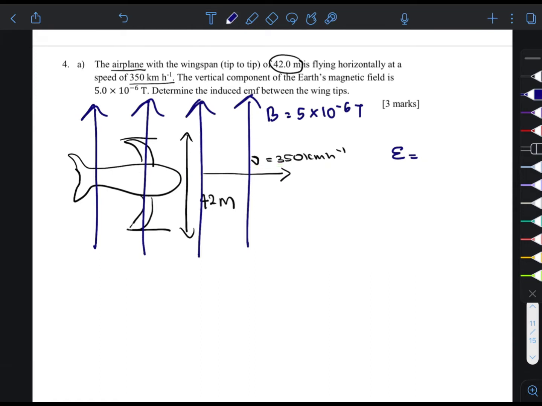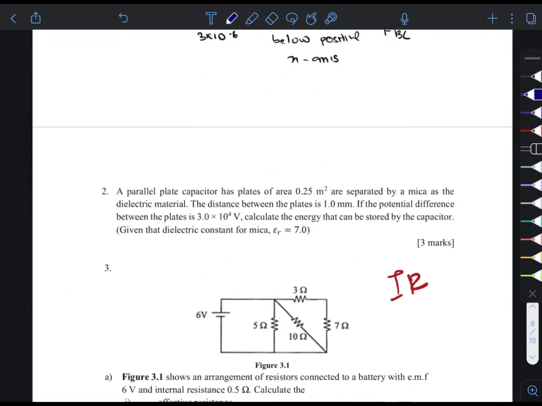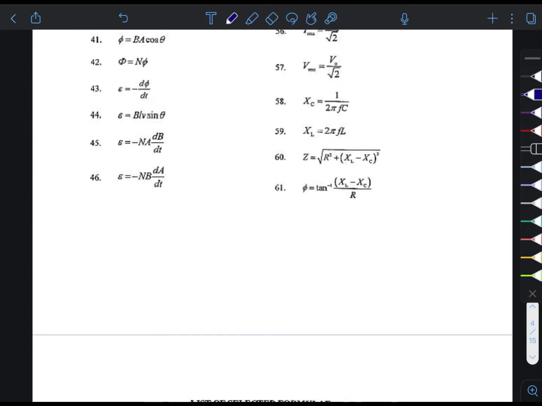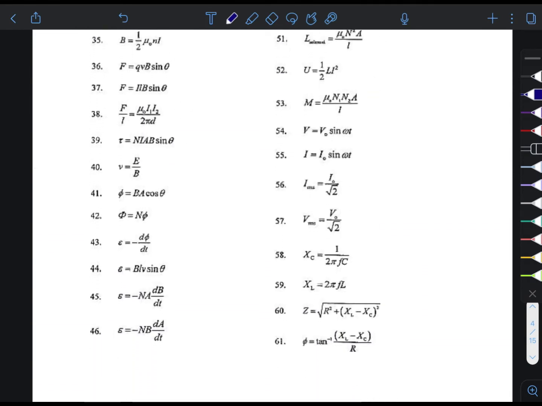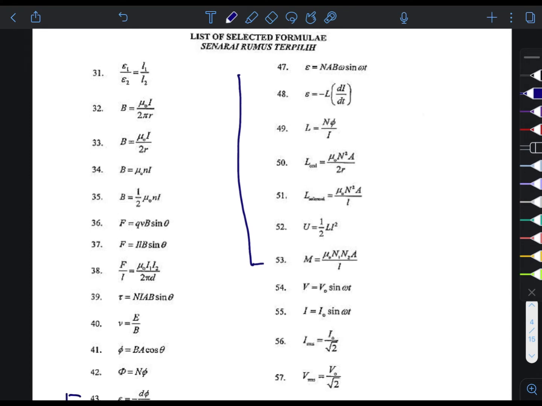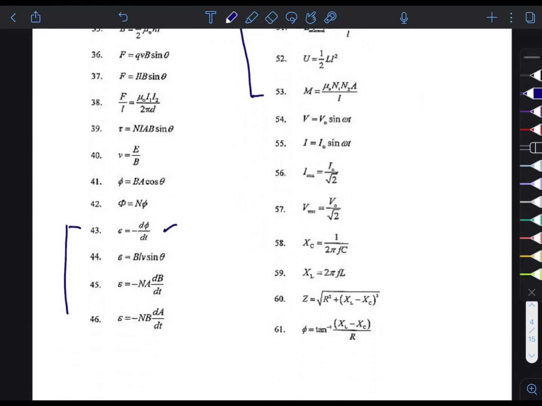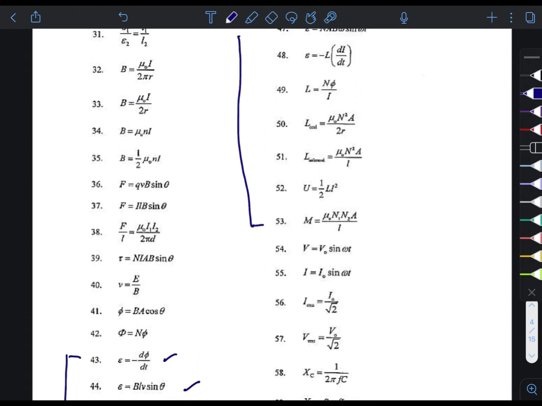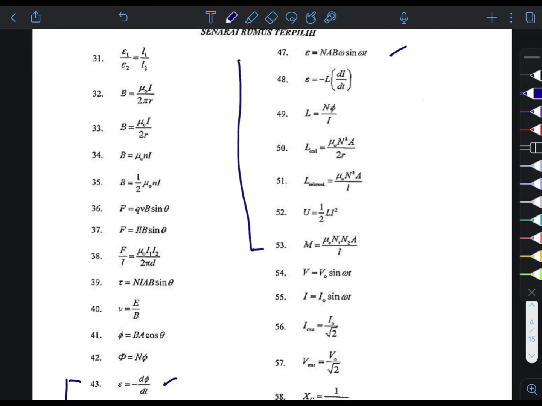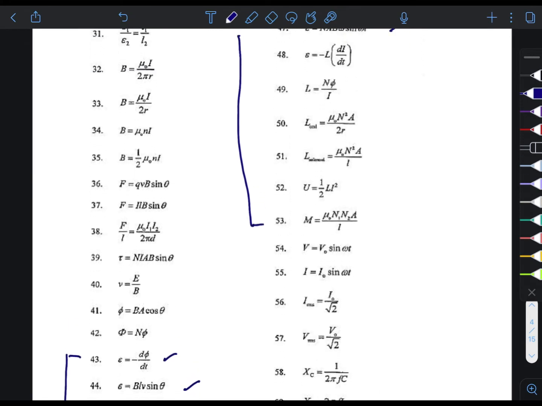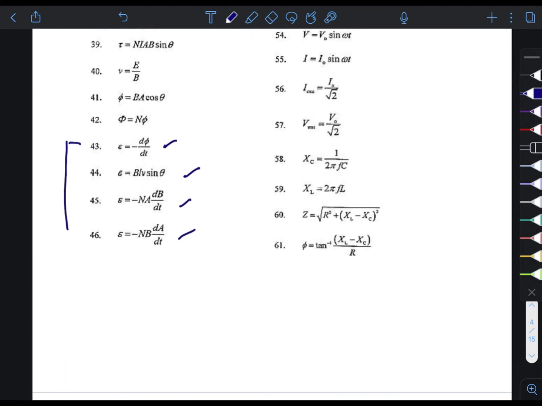So ini akan jadi equation yang melibatkan induced EMF dengan B, L dan juga V, because you have the magnetic field, you have the velocity and you have the length of the wing. Okay, kalau kita lupa tak ada masalah. You can go back to the list of formula dekat sini. Equation untuk induced EMF kalau kita tengok, we have from 43, 44, 45, 46 dan juga 47 dekat sini. Ada 5 and then this is for self-inductance punya lah.